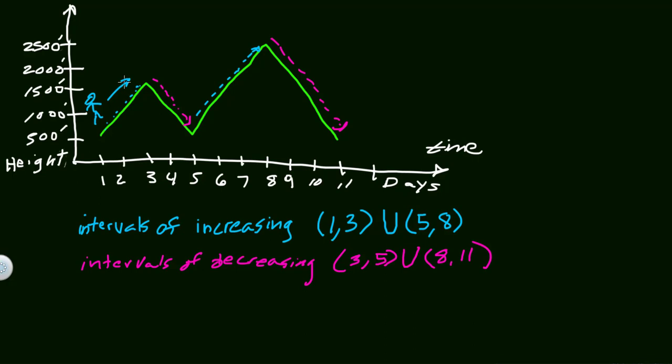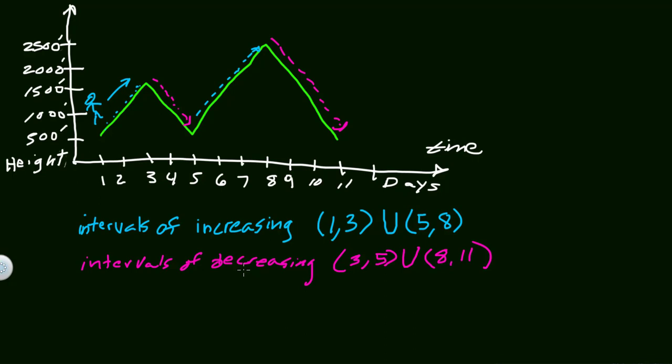So I think it helps to think of a trip like this, and when you're going uphill, when you're going downhill, you've got to remember that intervals of increasing means we're going uphill as we go left to right. Intervals of decreasing means we're going downhill as we go left to right.